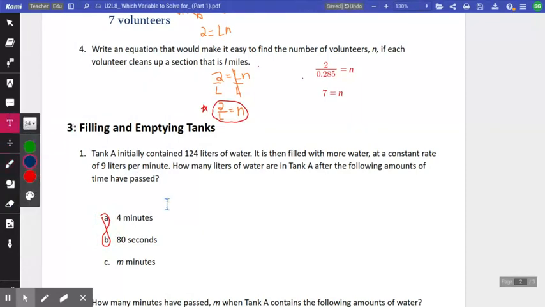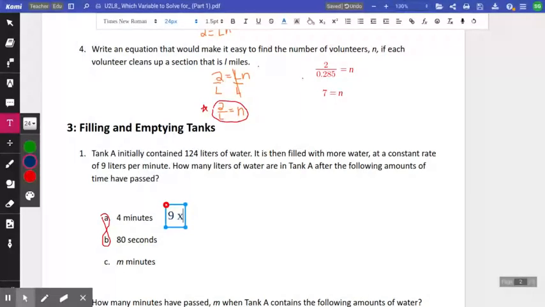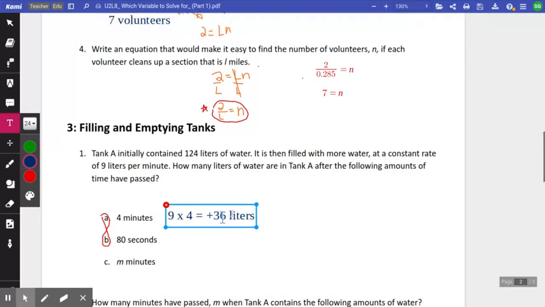All right. Well, after 4 minutes, the first thing I would want to figure out is how much water has been added. We know 9 liters are being added each minute. So after 4 minutes, that would be 9 liters per minute times the 4 minutes, we've added in 36 liters of water. Now that's how much water has been added.